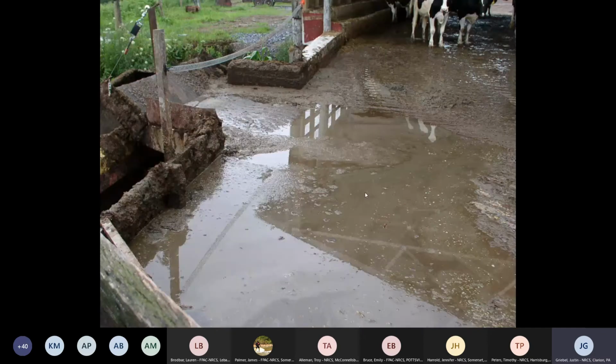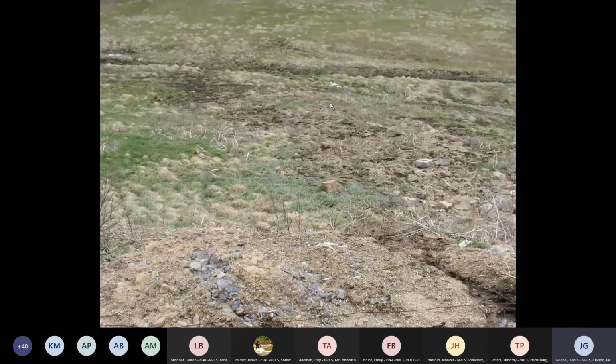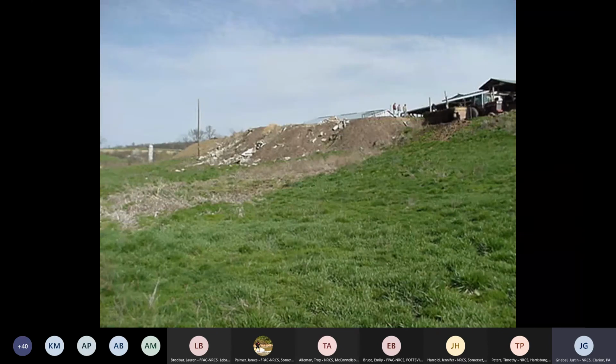Here's a view from up above. You can see the water's not really controlled. The waste isn't controlled. If the spreader's not there, it's going to be running elsewhere. And here's a view from up above looking down over the hillside. You can see what that manure is doing. It's just escaping down over the hillside, killing the grass, and getting into a drainage way on the lower side. There's another view from the lower side looking up.